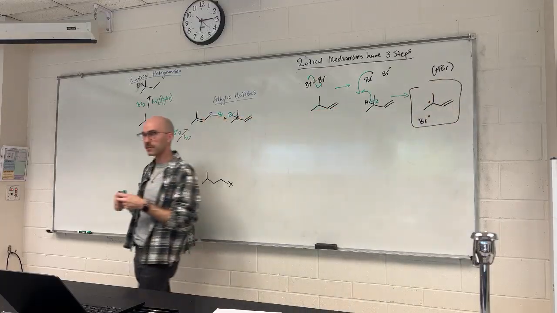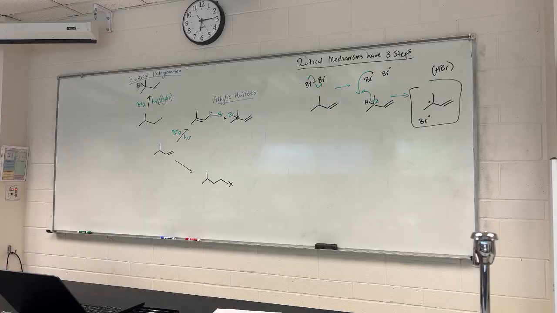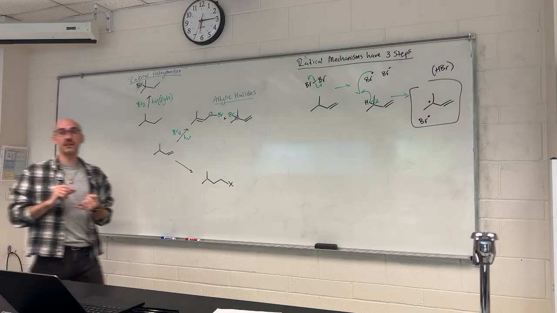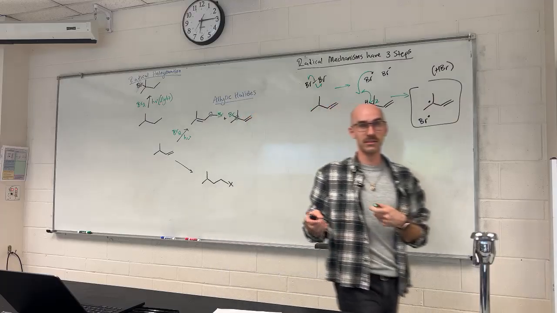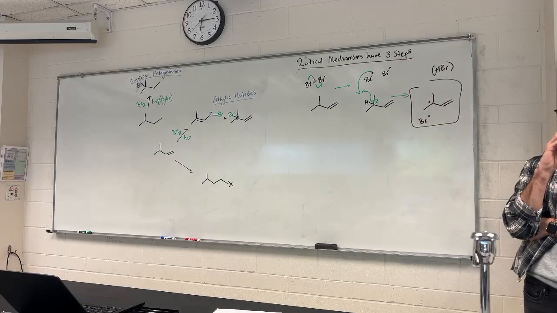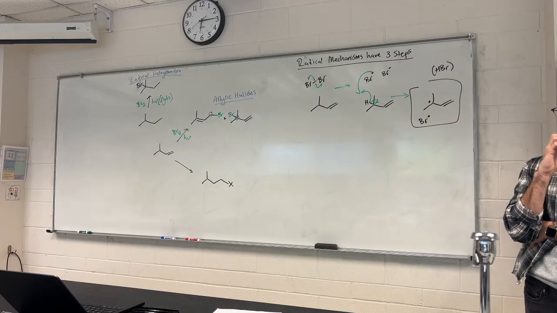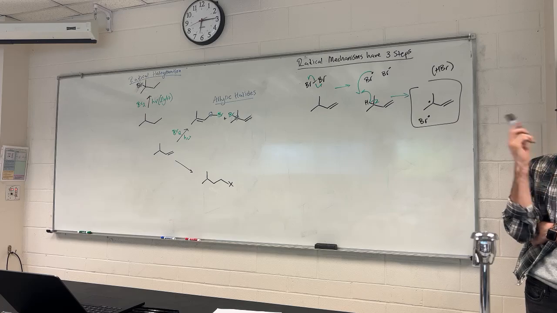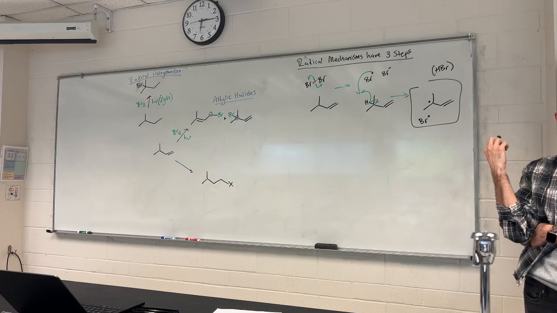So by the time we get to propagation, I have what looks like a very similar radical to my alkane reaction. A tertiary radical, although this time it's a tertiary allylic radical. Does that radical even exist?